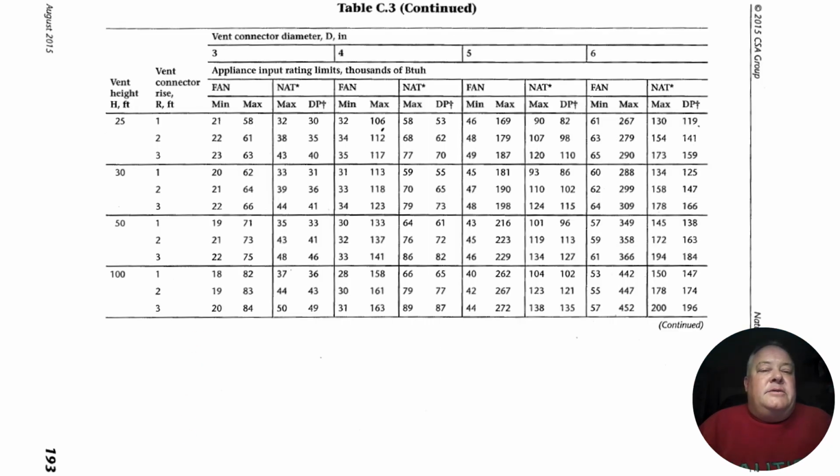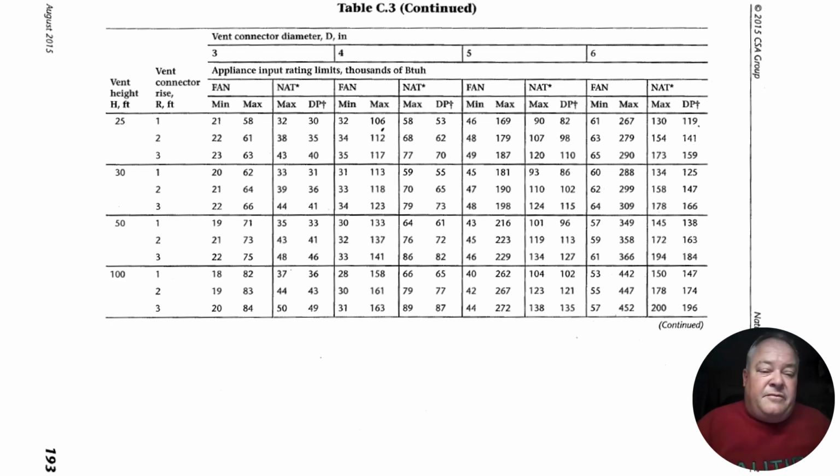Okay. So we're going to use table C3, and I've already slid up past the first section there, which would have obviously the shorter vent heights. Let's slide on to the second page, which has the 25, 30, 50, and 100 foot vent heights, and the vent connector rises of 1, 2, and 3 feet, which are typically what you're going to see for vent connector rise. So we're going to pick the water heater first.